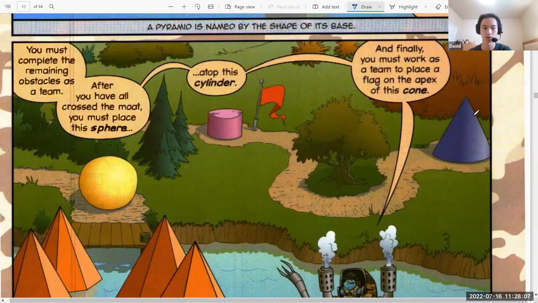So this is sort of like an ice cream cone, just flipped upside down. So if you flip it back up over the other way, you got yourself an ice cream cone, and it has the word cone in it.